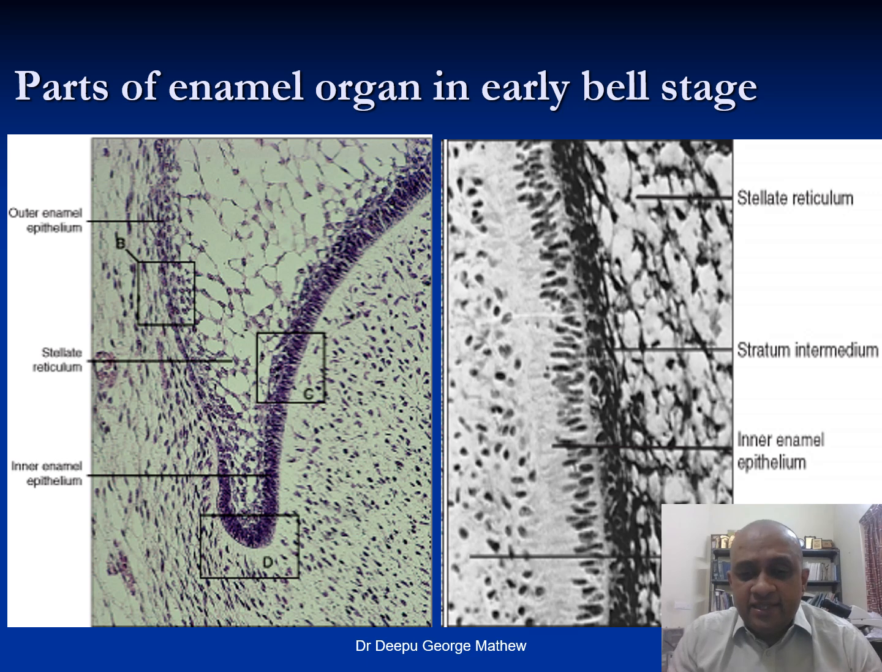Now next we are going to see the parts of the enamel organ in the early bell stage. If you see here, this red arrow is pointing to the area where you have the inner enamel epithelium, and this yellow arrow in the other picture, which is a closer view, is showing flattened cells just above the inner enamel epithelium, that is the stratum intermedium. Above that you have a brown arrow showing a network kind of cells, that is the stellar reticulum. And the outermost area of the enamel organ has cuboidal cells, that is the outer enamel epithelium. The blue arrows are pointing towards that. So these are the parts of the enamel organ, and we need to explain each of these parts.